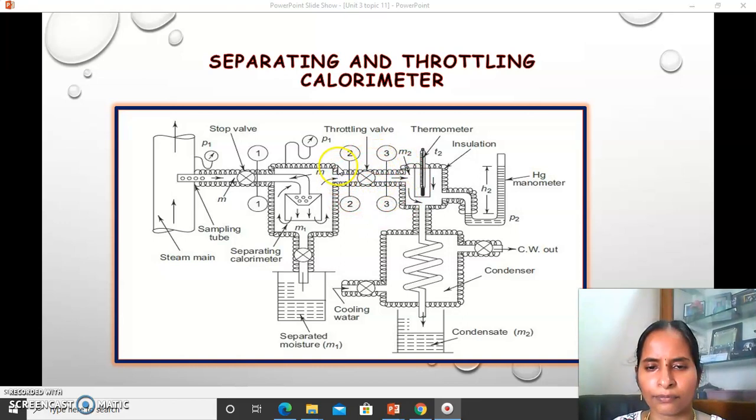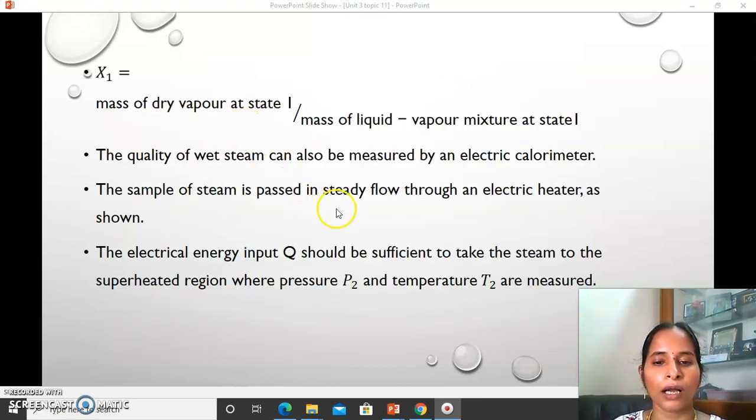Of course, we have received this without any loss of heat content, enthalpy or energy of the substance. Now we have measured it and got the improved quality of the steam by this separating and throttling calorimeter.